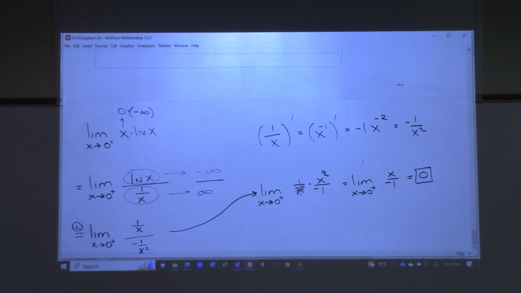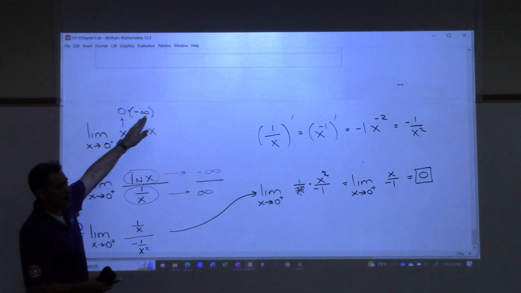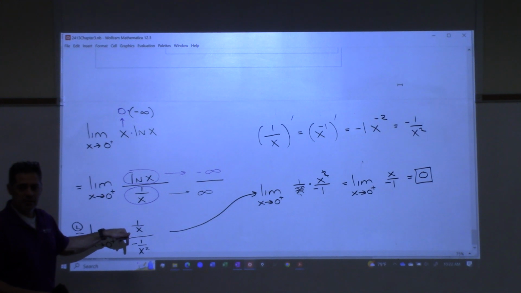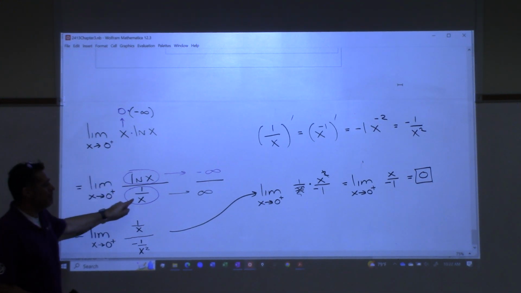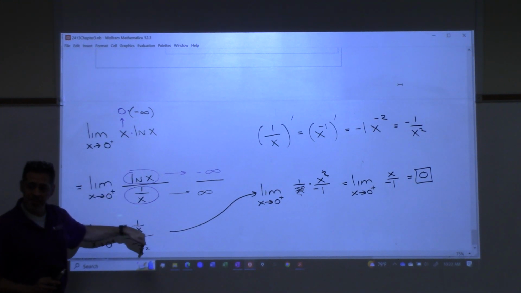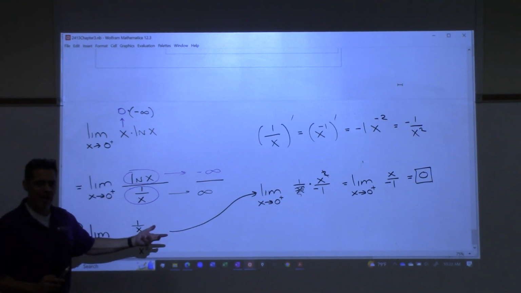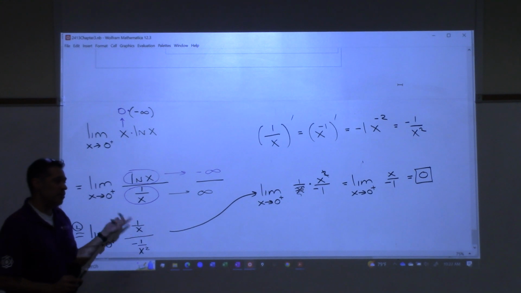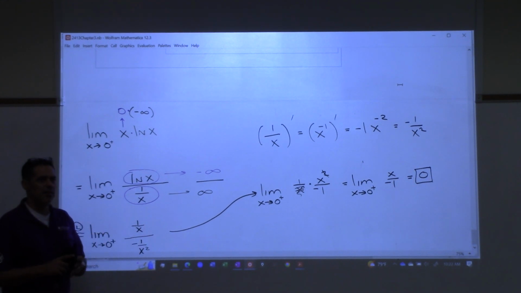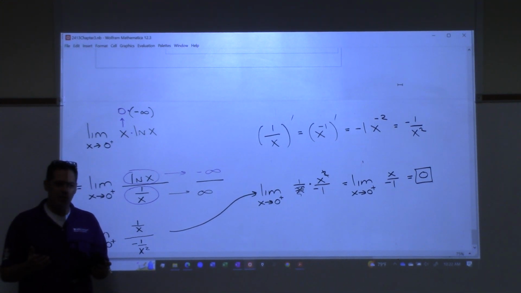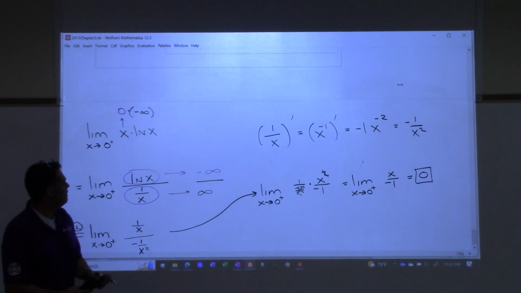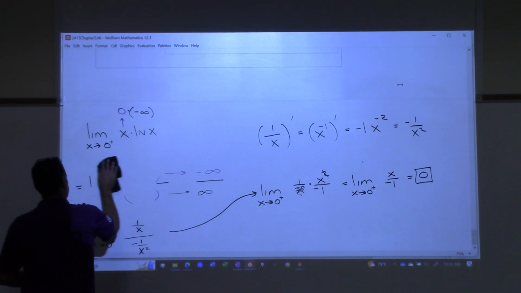Okay. If we ever see 0 times infinity, we pick one and drop it, right? I picked x and dropped it. I could have picked the natural log and dropped that instead. I'd like to show you that because I think you'll agree when we do it that way that it's not going to work out very nice. And even though you can choose, there's usually a better choice of what to drop and what to leave up top. So let's redo this problem.